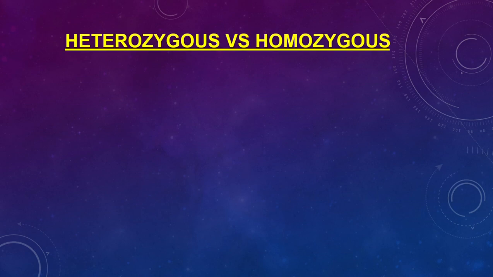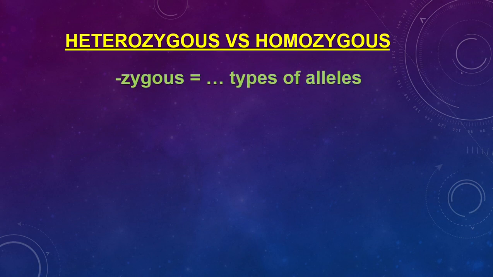Second difference we need to know: heterozygous versus homozygous. So, big words, I know. Let's break them down. First of all, what does zygous mean? The suffix zygous, in this instance, the three dots, is going to be a word that we put in here, but zygous refers to the phrase types of alleles. Hetero and homo are then going to dictate what word is going to be placed in these three dots, but zygous means types of alleles.